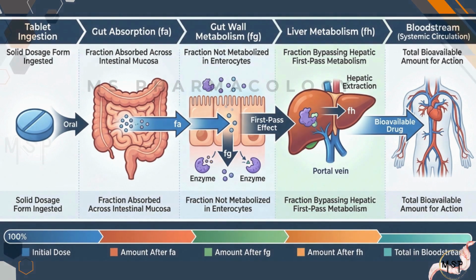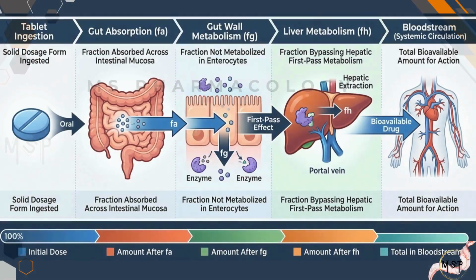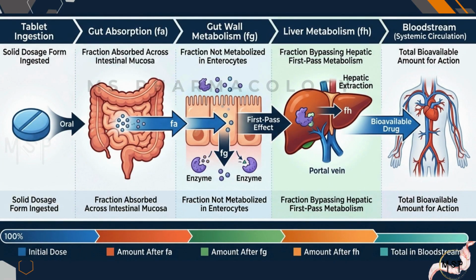The loss equation. Here's the key equation. Bioavailability, F, equals Fa times Fg times FH, where Fa is the fraction absorbed from the gut, Fg is the fraction escaping metabolism in the gut wall, and FH is the fraction escaping metabolism in the liver.